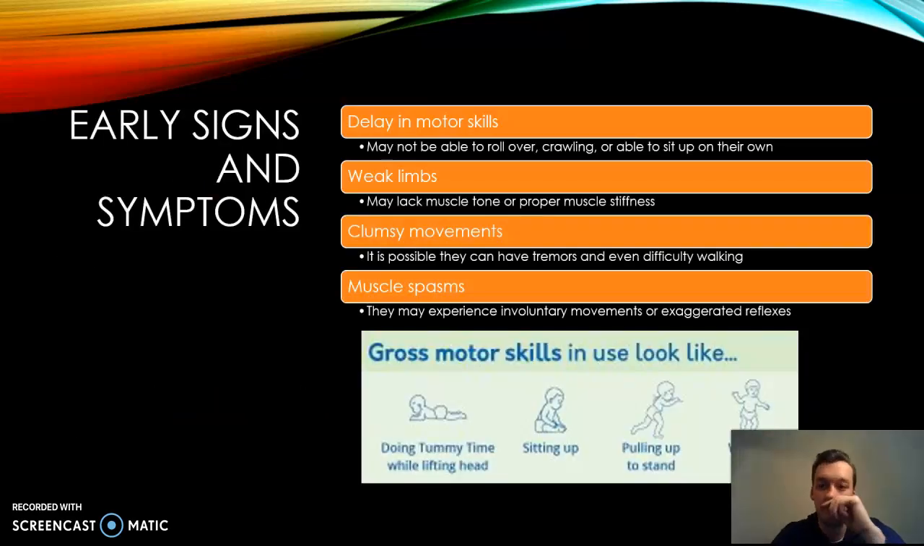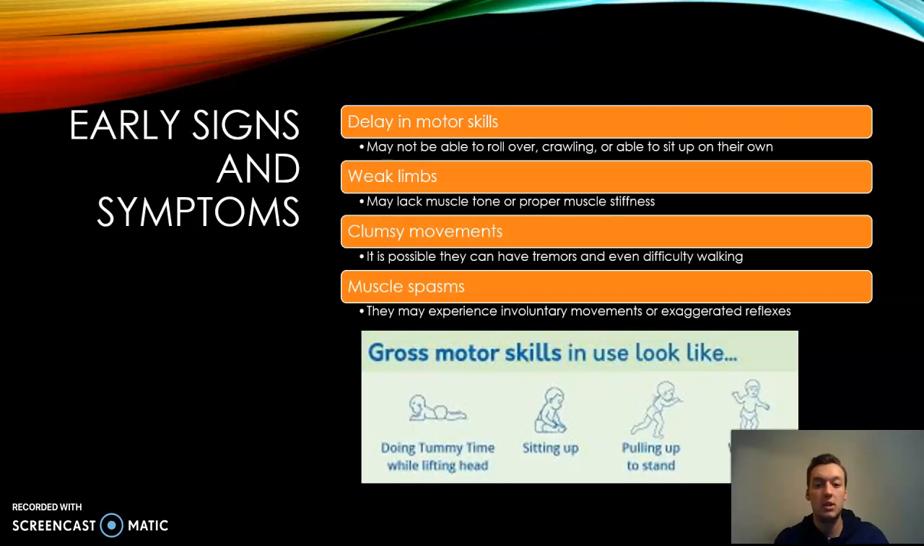All right. Early signs and symptoms of cerebral palsy. Usually this can be diagnosed at a young age, but not always. So the four main signs and symptoms are delay in motor skills, weak limbs, clumsy movements, and muscle spasms. So for motor skills, it's usually the basic ones when they're a kid. So not being able to roll over, not being able to crawl or sit up on their own. The weak limbs, like I mentioned before, they may have issues with muscle tone in their legs, which can cause issues walking.